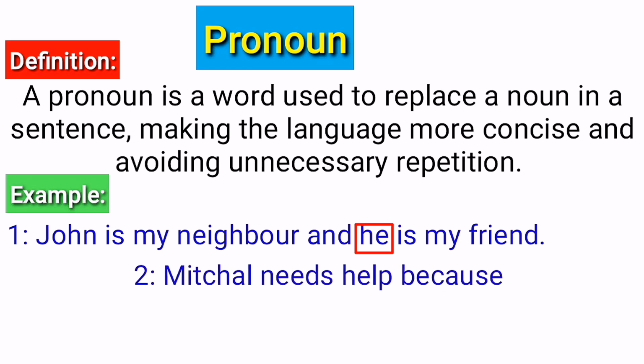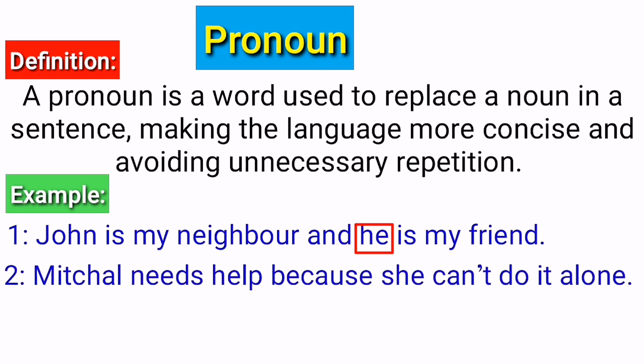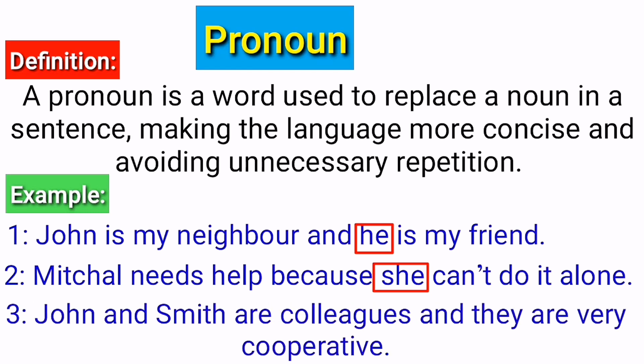Mitchell needs help because she can't do it alone. Basically, here in this sentence the word she is a pronoun. It is used to refer to the noun Mitchell in order to avoid repeating her name. This use of she as a pronoun helps to make the sentence more concise and natural, while still conveying the necessary information.